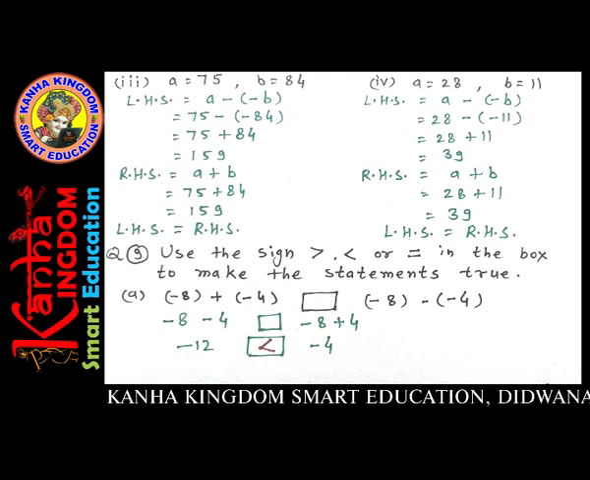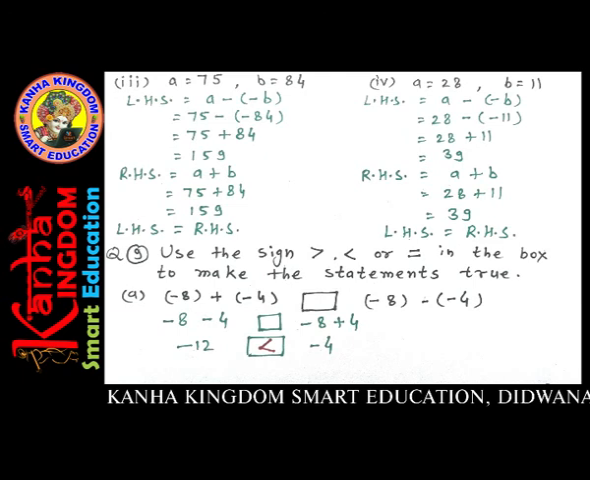-8 minus -4. We solve the left hand side of this question. -8 minus 4, answer is -12. At the right hand side of this question, minus into minus is equal to plus. So -8 plus 4, answer is -4.